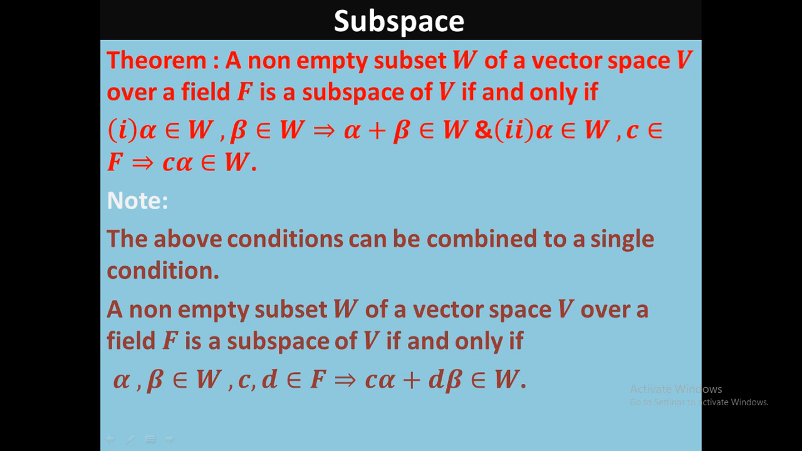That is, the linear combination of alpha and beta is in W. Linear combination will be discussed in part 4; you can see that video. Actually, this is a linear combination of alpha and beta. If for any two elements in W, the linear combination of those two elements is also in W, then W forms a vector space. That is, it is a subspace of the vector space V over a field F.